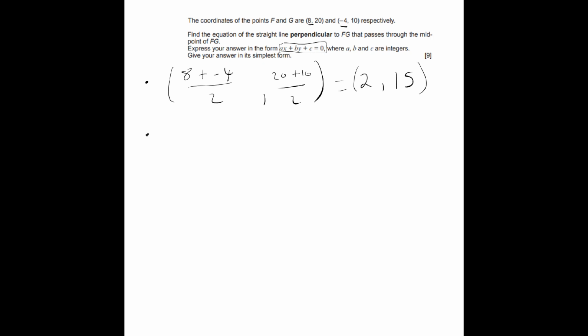Secondly, I'm going to want to find the gradient of f and g. When I say the gradient of f and g, I mean the gradient of fg. So that's going to be y2 take away y1 over x2 take away x1. That's minus 10 over minus 12, which will simplify to 5 over 6.